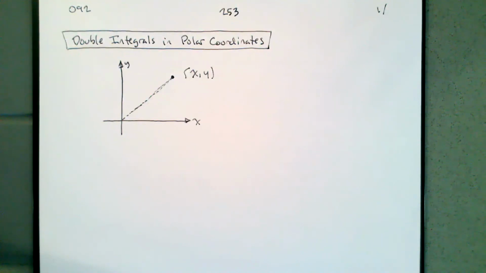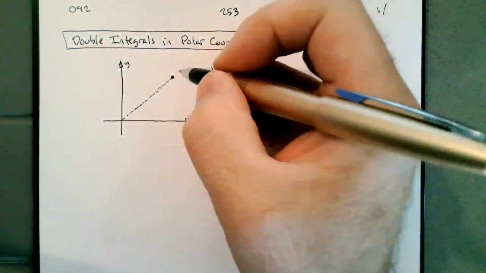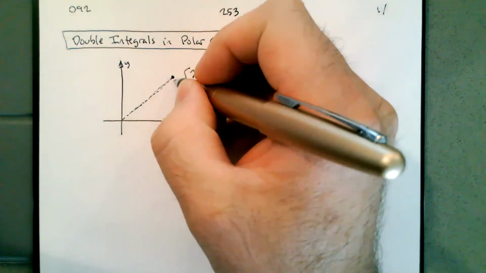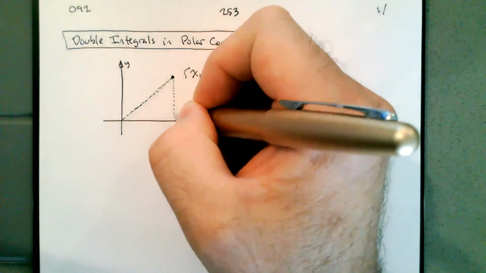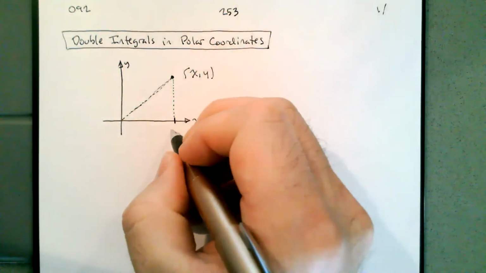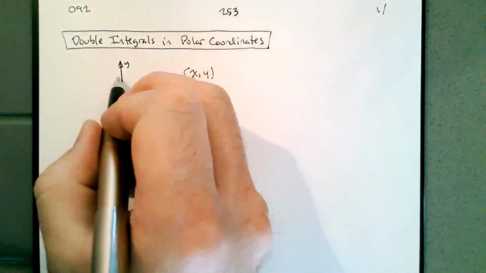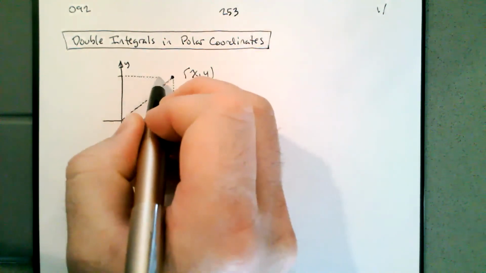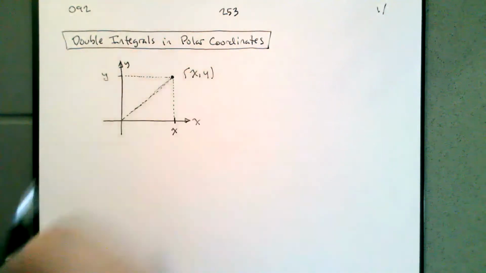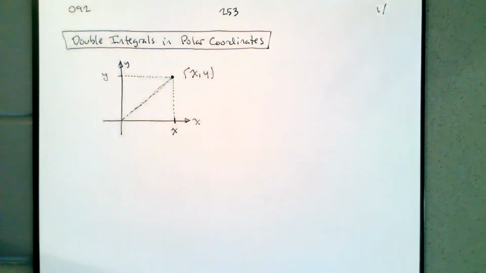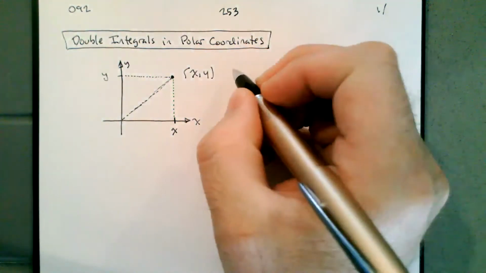When we have rectangular coordinates, we have the horizontal and vertical distances from the origin. So the coordinates at this point are x, y. X is just the horizontal distance from the origin to the point, and y is the vertical distance from the point to the origin. That's just one way of describing a location in R2. So these are rectangular coordinates.